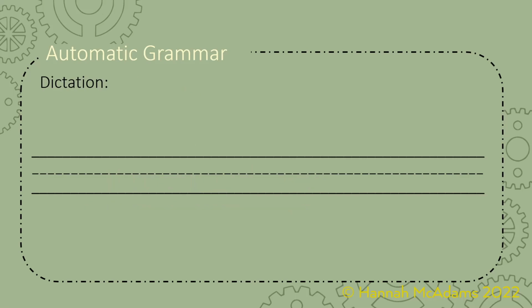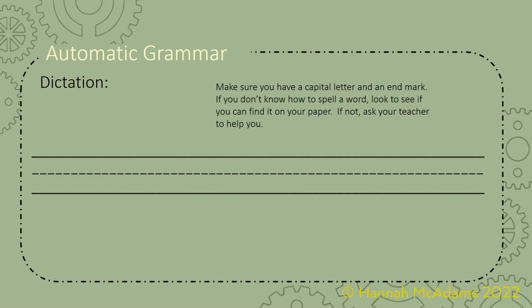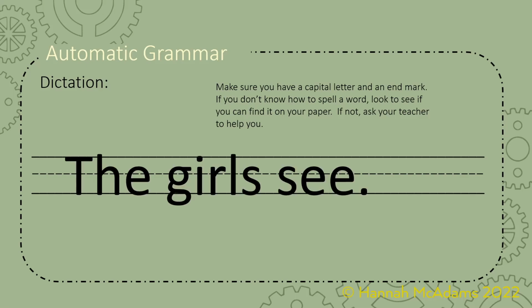For dictation, just remember that your teacher will tell you a sentence. Make sure that you have a capital letter and an end mark. And if you don't know how to spell something, you can look on your paper to see if you can find a word on your paper. If not, ask your teacher to help you. This is not a spelling program, so don't freak out about spelling, okay? But for dictation, today I think I did the girls see. So you just make sure that you have a capital letter for the and a period at the end, okay?